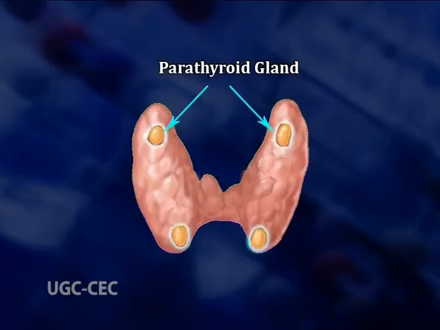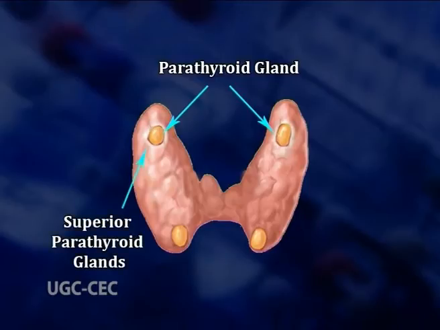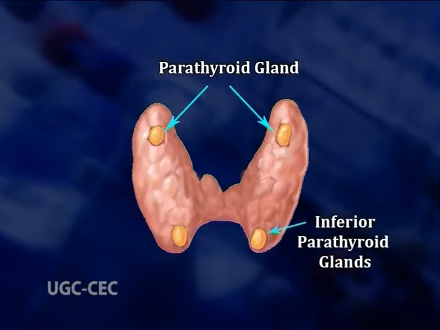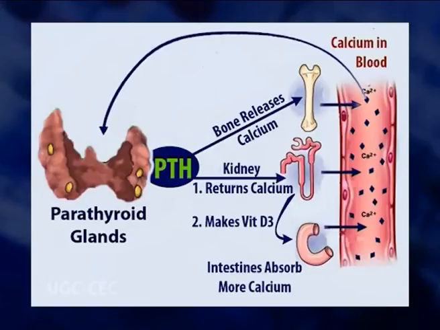The 2 parathyroid glands on each side, which are positioned higher, are called the superior parathyroid glands, while the lower 2 are called the inferior parathyroid glands. The parathyroid gland secretes PTH, that is parathyroid hormone. PTH increases blood calcium by stimulating bone calcium release into the bloodstream and by increasing the calcium absorption rate in the gastrointestinal tract and kidneys.